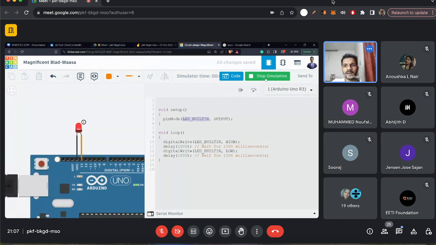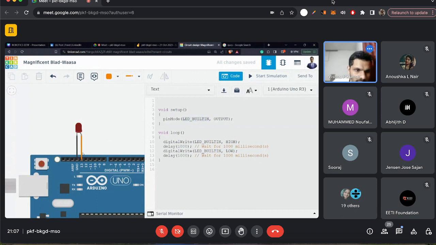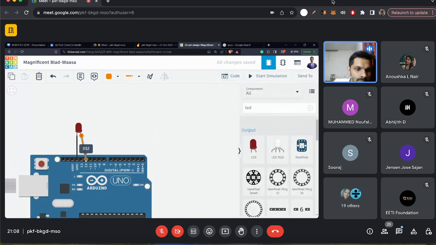I'll just show you one more thing. ഞാൻ ഈ 13th pin മാറ്റി, I'm just keeping it on 12th pin. Okay. The external LED is not glowing and the internal LED is glowing yet.